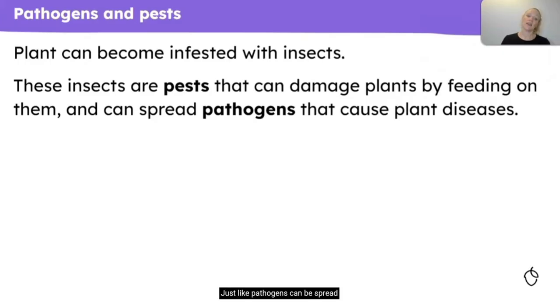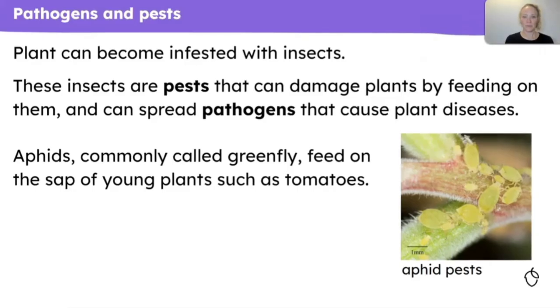And just like pathogens can be spread from organism to organism, so can the pests. The pest can also be responsible for actually passing that pathogen from one organism to another. So it will actually contaminate another plant as it's moved from that plant to another plant.